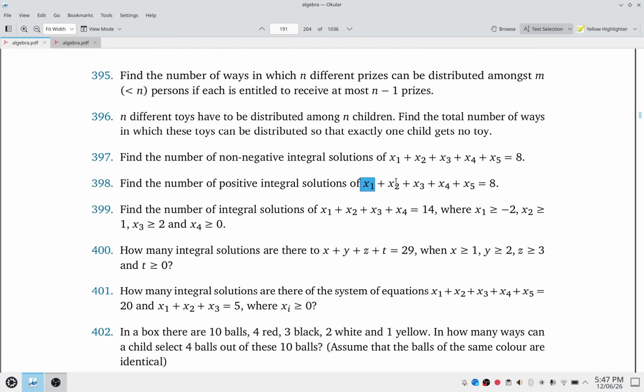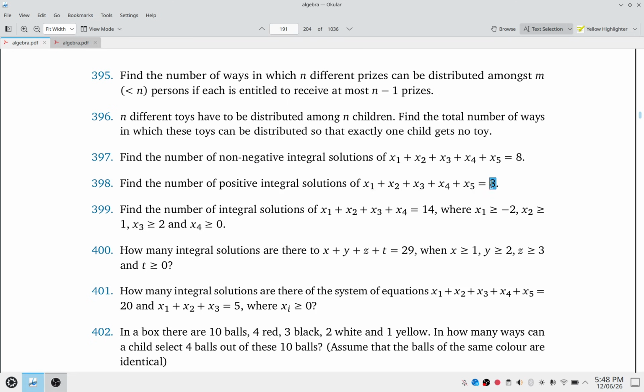Okay. So let me try to do that. So we have to find positive solutions here. So we let y1 is equal to x1 minus 1. So x1 is equal to y1 plus 1. So similarly you do for x2, x3, x4, x5. So y1 plus y2 plus y3 plus y4 plus y5 will be 3.